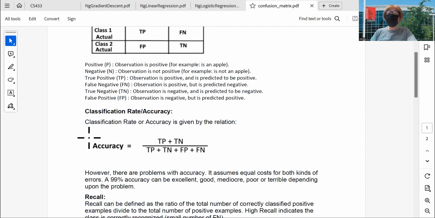And based on the confusion matrix, we can also calculate the accuracy. We already learned it, the accuracy. Accuracy is the true positives and true negatives, the correctly predicted ones, over all of the samples.